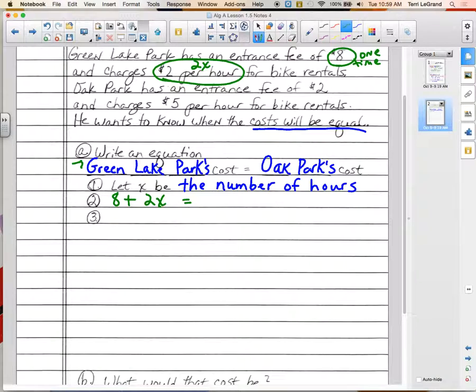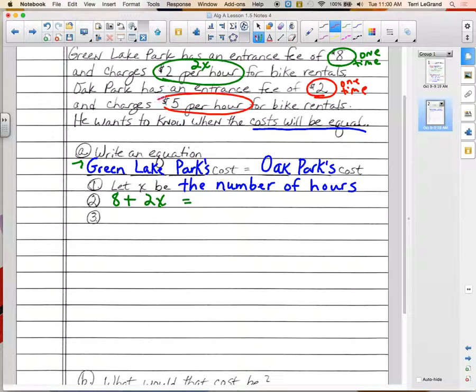Well, now we need Oak Park's cost, so let's see what that one has to say. Oak Park has an entrance fee of $2. Is that an important number in our problem? Okay. And how many times will we use that? Once. That's a one time. Okay. And charges $5 per hour for bike rentals. Is that important? Yes. Okay.